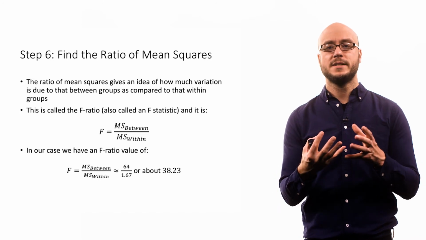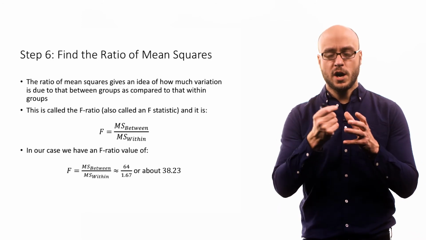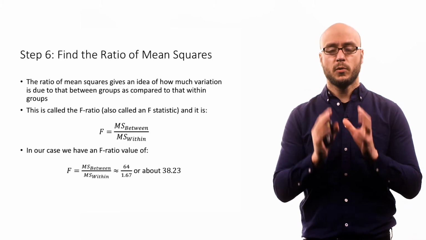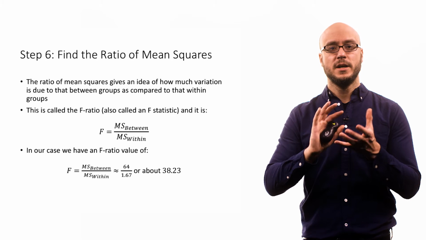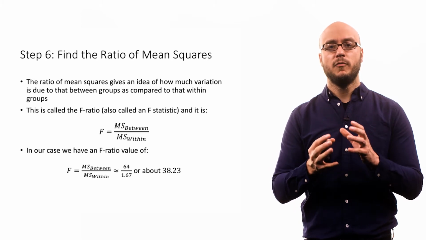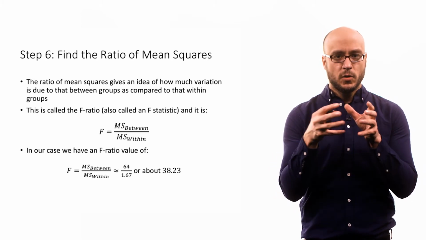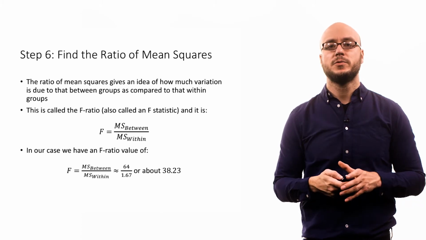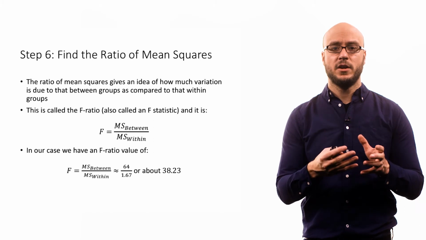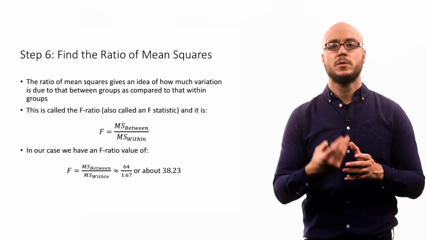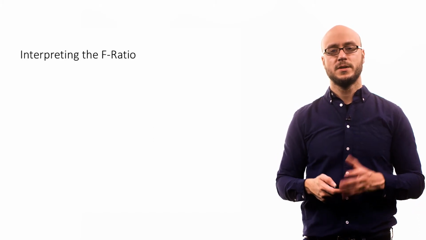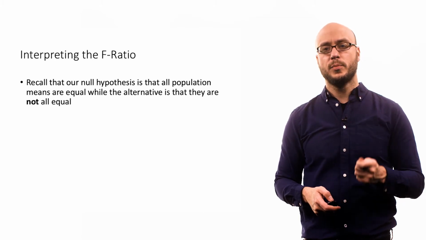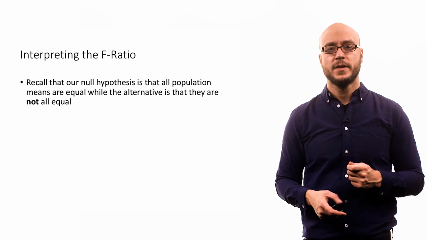Most of the variability in your data set is due to that across or between individuals, not between groups. So the important point here is that this ratio gives us an idea of whether our variability is in terms of differences between individuals or differences between groups. Or to put it another way, is the variability more within groups or is it more between groups? So let's go over this in just a second in terms of interpreting and understanding the F ratio.